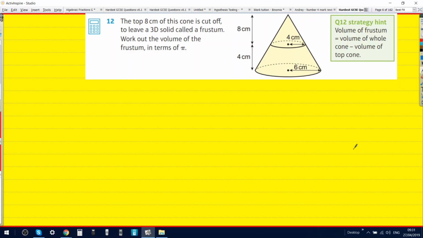Trying to find the volume of the entire cone and the volume of the top cone, and then subtract them from each other. So how would you do that? The volume of a cone is 1/3 pi r squared height.